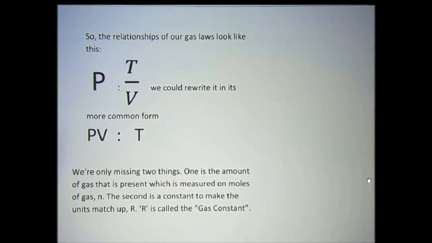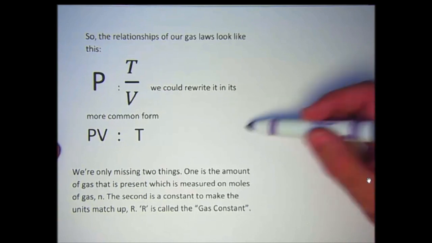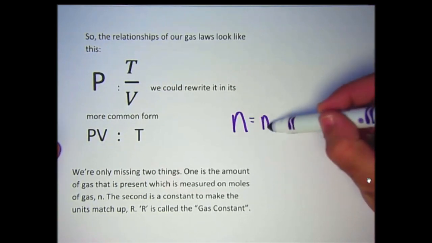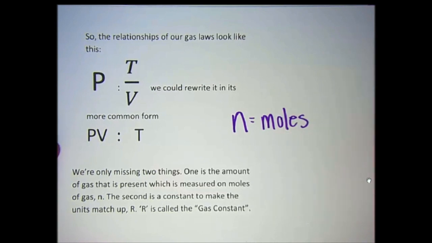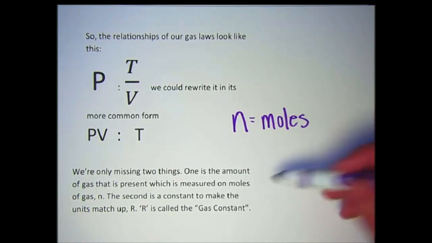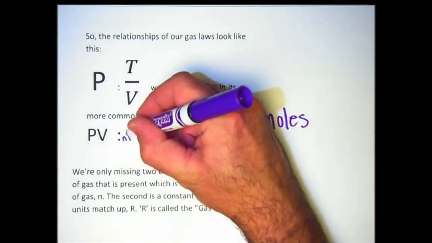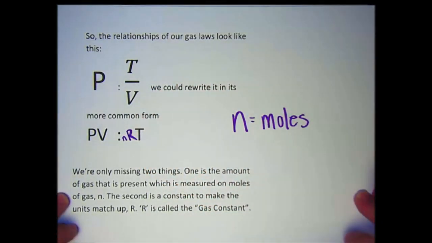One is the amount of gas that's present. Now they use a little n for number of moles. Moles is a chemistry thing. It's just a way of measuring a quantity of something. The second is a constant to make the units match up right. It's called R. R is our ideal gas constant. So we're going to squeeze a little n and an R into our equation. Now it's official. That is the ideal gas law.